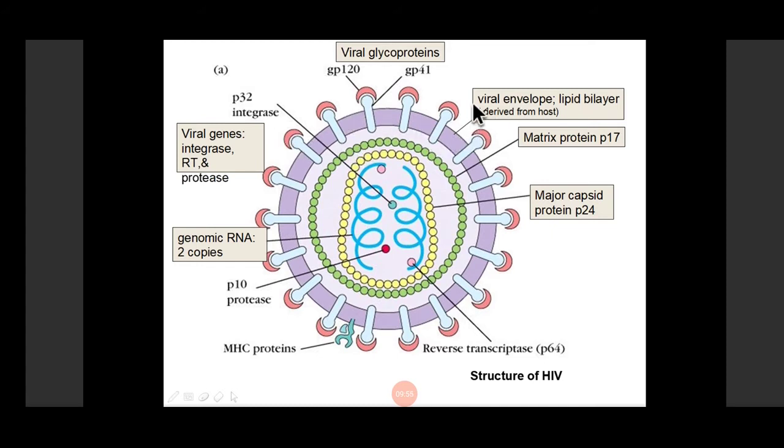And on this lipid bilayer, we have viral glycoproteins. The commonest ones are GP120 and GP41. These are viral glycoproteins. They help in the attachment of the viral particle, and we will discuss in the pathogenesis how this core goes inside the CD4 plus T cells. So this is the basic structure of the HIV virus.